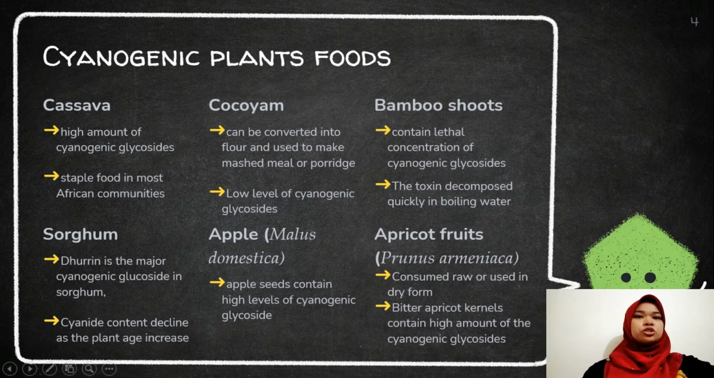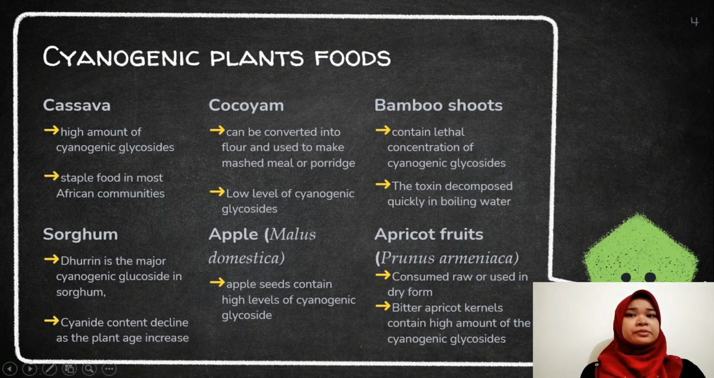Next is bamboo shoot. Bamboo shoot contains lethal concentration of cyanogenic glycoside. The cyanogenic glycoside present in bamboo shoot is taxiphyllene, which is decomposed quickly in boiling water. Although cyanide content of bamboo shoot is much higher than that of cassava root, the cyanide content in bamboo shoot decreased substantially following harvesting and processing.